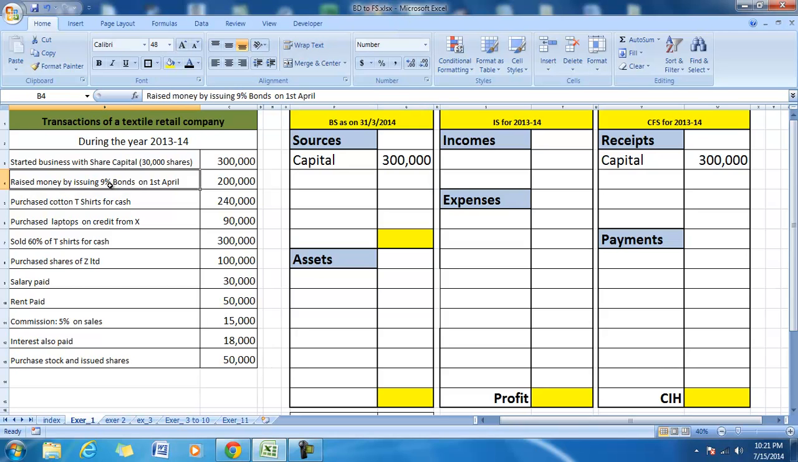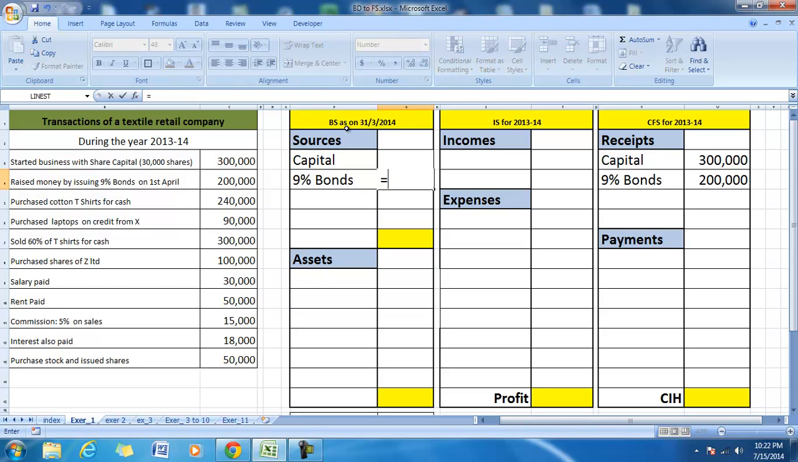The company raised 9% bonds on 1st April. So this is again a receipt for the company, and the company received 200,000. And this receipt is also not an income but a liability. So we can see that the company has received 500,000, and part of the 500,000 is the capital and part is the liability.